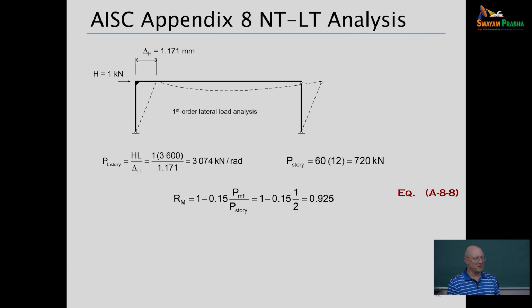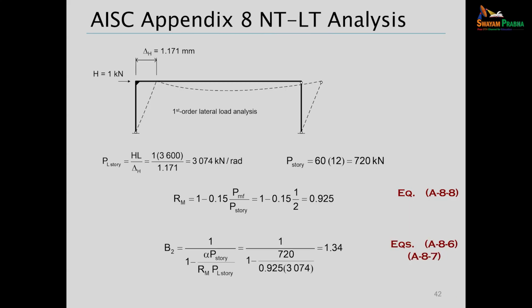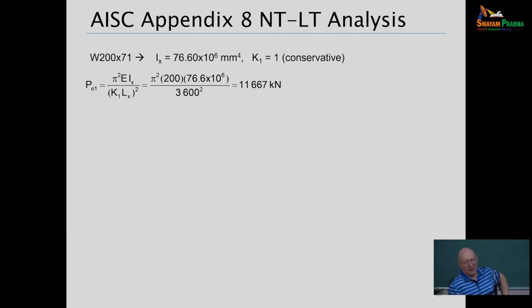Remember, R sub M is accounting for, it's generally a conservative estimate of, the P small delta effects on the large delta. So now let's put all this into the equation we derived for B2. We get a side sway amplifier of 1.34. Okay? So we're going to take this both as the amplifier for the displacements as well as for the moments, the side sway moments. Now we need to get B1.